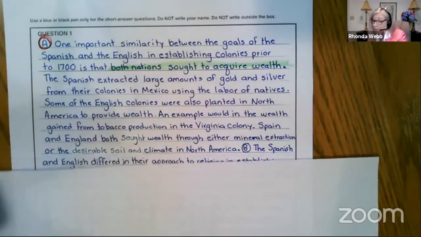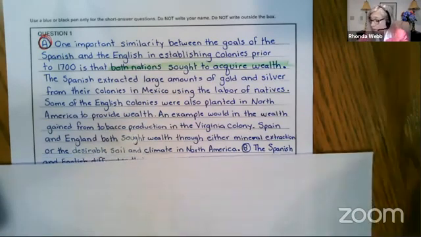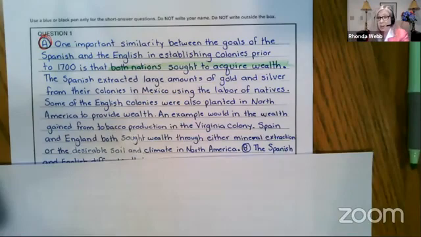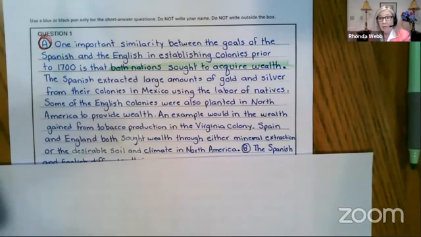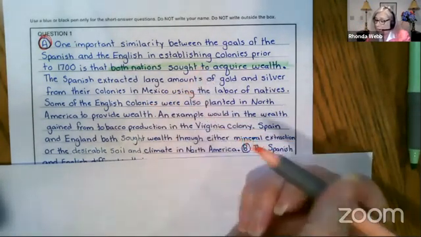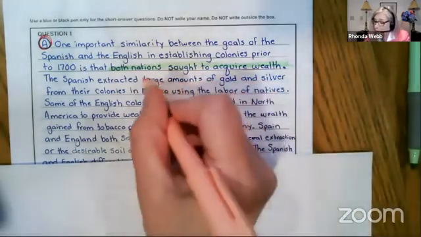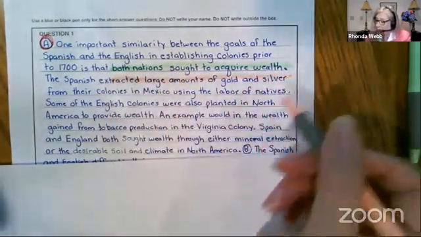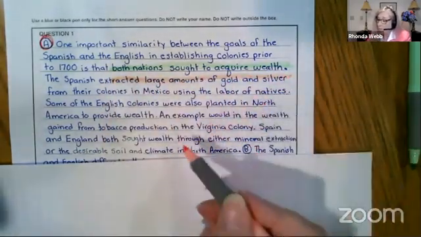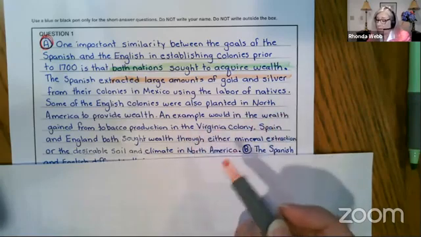All right. So I've got to have some evidence. So here's going to be my evidence for the Spanish. Now, I can't just give evidence for one and not the other. I've got to have examples for both. The Spanish extracted large amounts of gold and silver. So here's my evidence that they're trying to find wealth from their colonies in Mexico using the labor of natives.